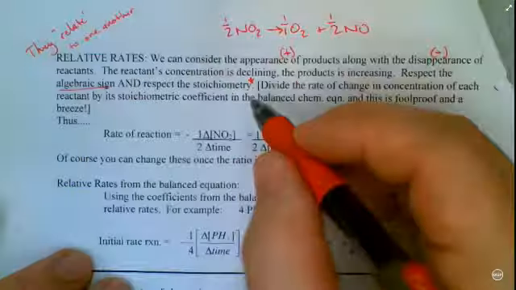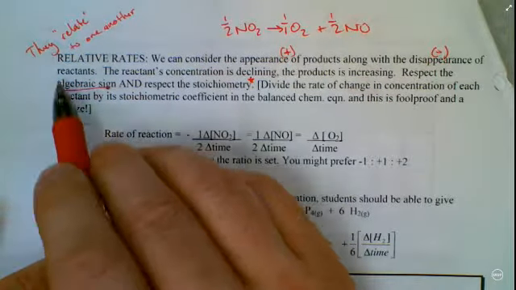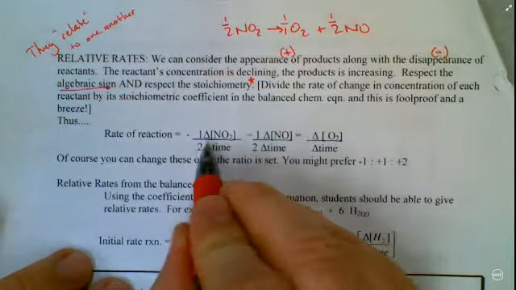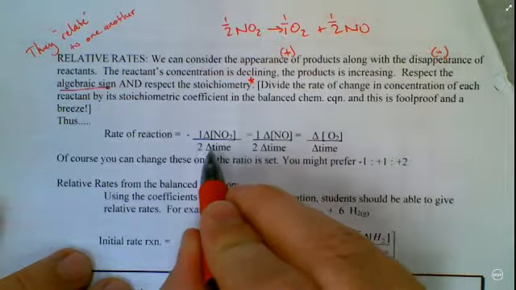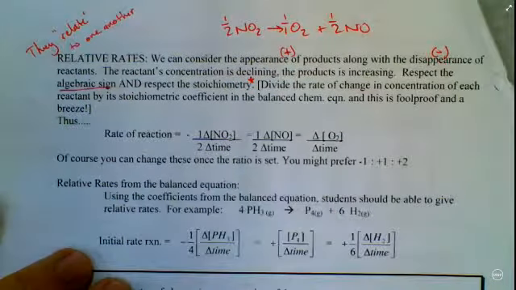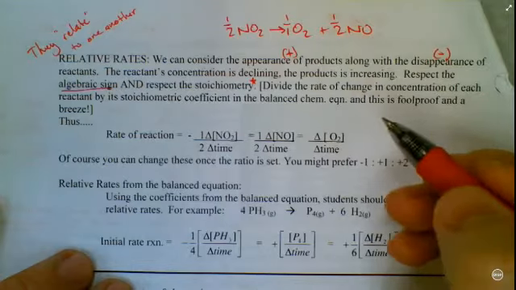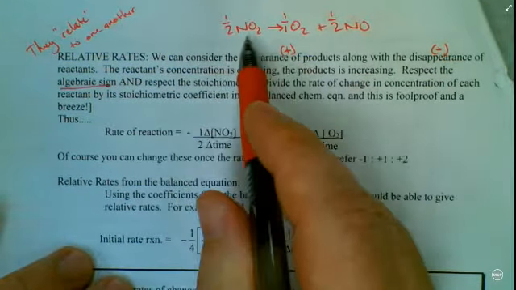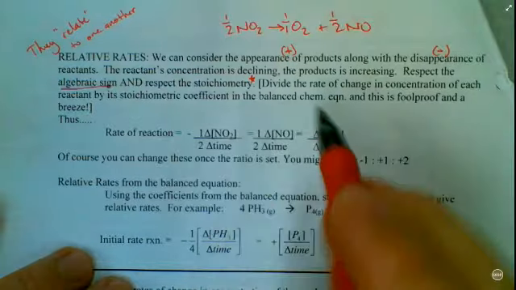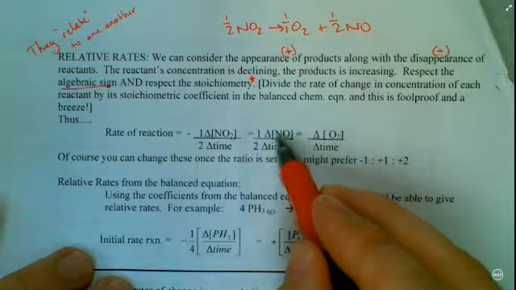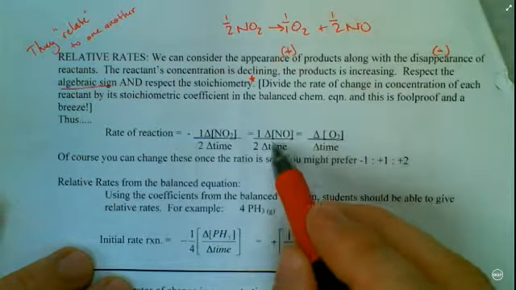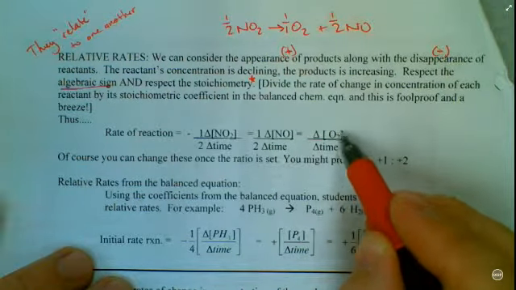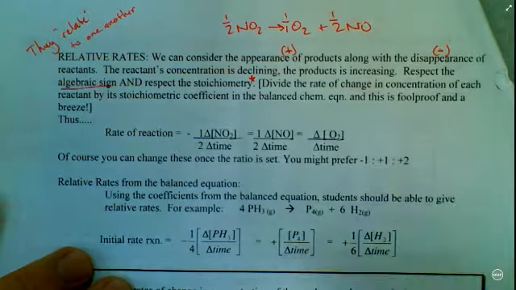Now, if I'm going to make a relative rate, my relative rates: I have my change in NO2 over change in time. I have my minus sign right here because I'm respecting the algebraic sign. NO2 is a reactant, so it's going to have that minus sign, equals the concentration of NO over change in time, is equal to the change in O2 concentration over change in time.